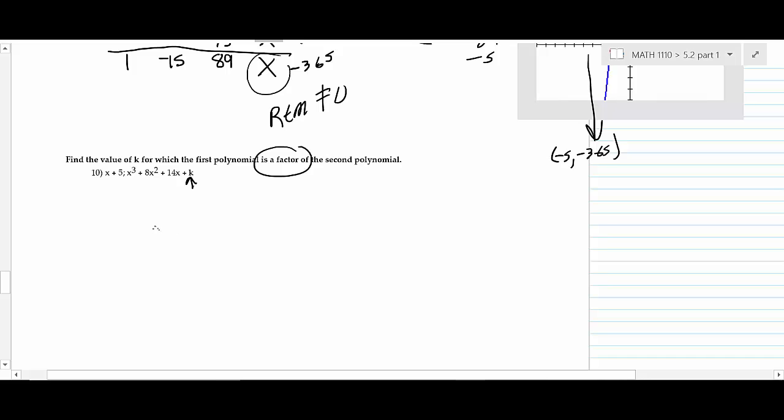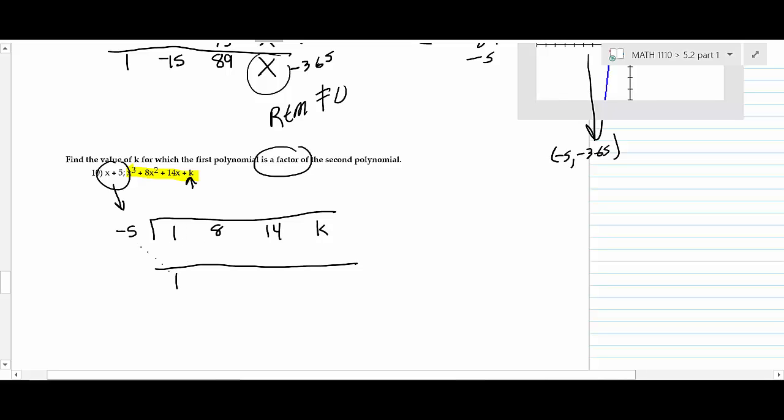We're going to synthetically divide on this one also. So our polynomial, I'll highlight the polynomial in yellow. There's no missing terms, so we have 1, 8, 14, and then go ahead and put the k. The k is a constant, but we're going to find what it is so that it makes this a factor. What do I use, 5 or -5? -5, good. Make sure you don't mess up on that. Now we're just going to run through synthetic division again. So bring down the 1, multiply, that's -5.